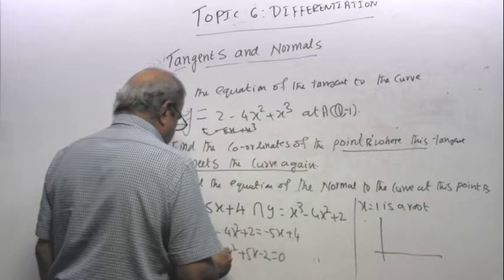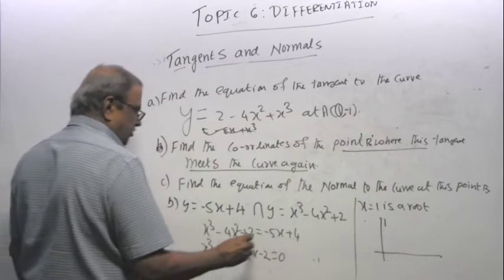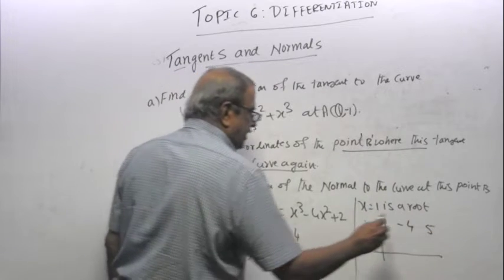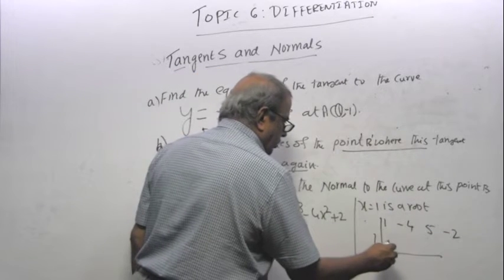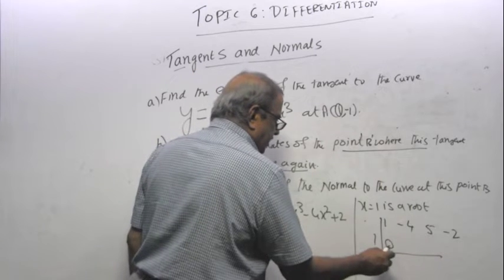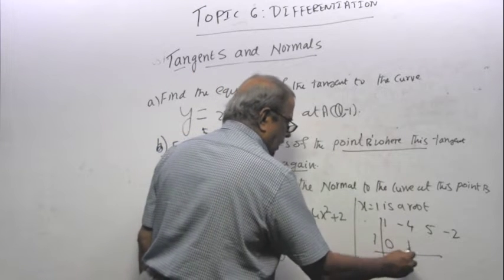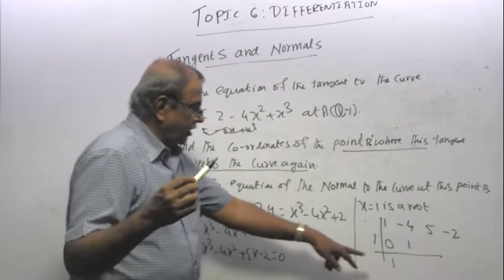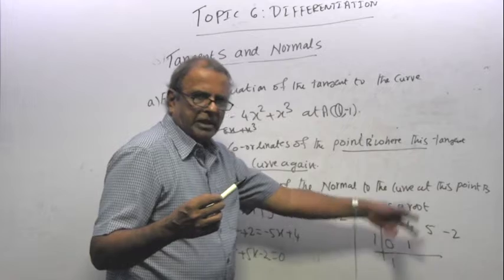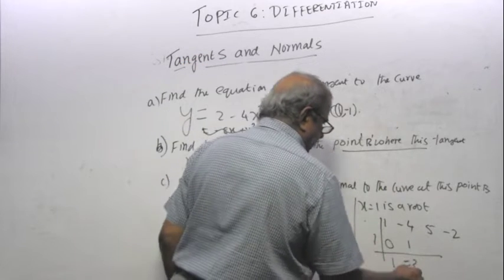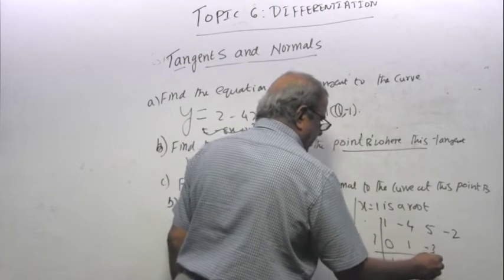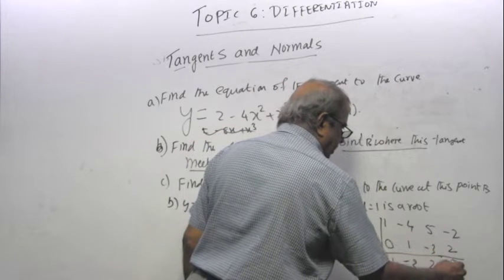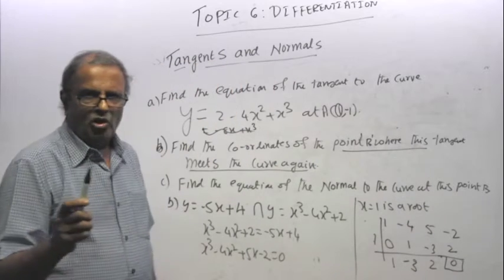The coefficient of x cube is 1. The coefficient of x squared is minus 4. The coefficient of x is 5. The constant term is minus 2. The root is 1. So put a 0. Add 1 and 0 is 1. 1 times 1 is 1. So you put 0 for the first one. Add whatever answer you get, multiply by the root, write it below the next number, add: minus 4 plus 1, minus 3. Minus 3 times 1, minus 3. Add, I get 2. Multiply 2 times 1, 2. Add, you get 0. You must get 0, only then you are correct.